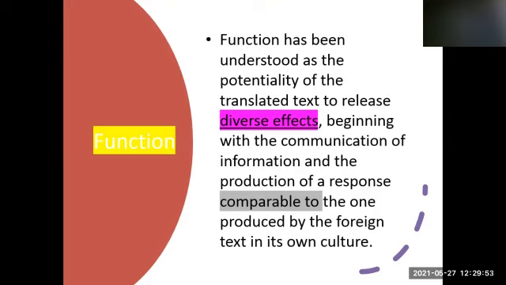I have to produce a response comparable to the response produced by the source text. The response of the reader should be the same. If it is not the same, then there is something wrong. So equivalence and function. Okay? Function relates to the feelings of the text, the source text. While translating, I have to produce, again, these feelings, these effects.